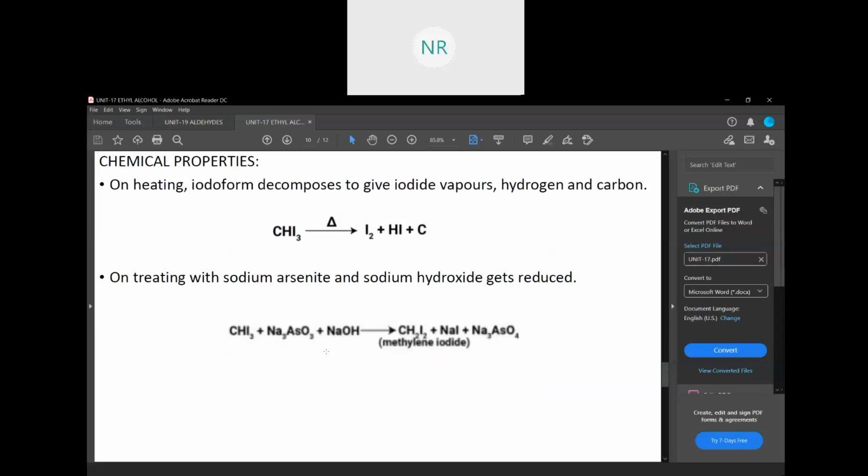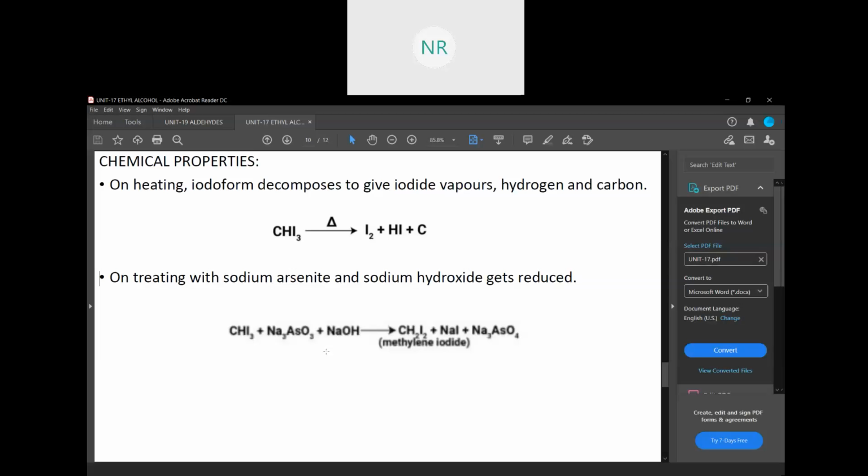On heating, iodoform decomposes to give iodine vapors, hydrogen and carbon. Okay, so CHI3 on heating separates into C plus HI plus I2. That is iodine plus hydrogen. Sorry, it's not I2 plus HI plus C. It is I2 plus H plus C. Okay, make a note of it. I2 plus H plus C, not HI.